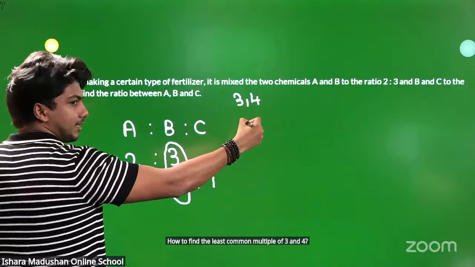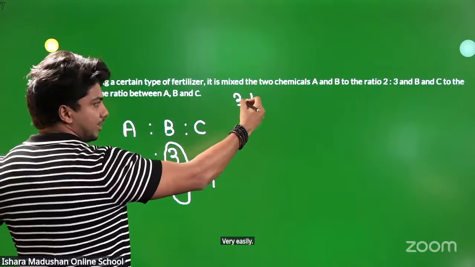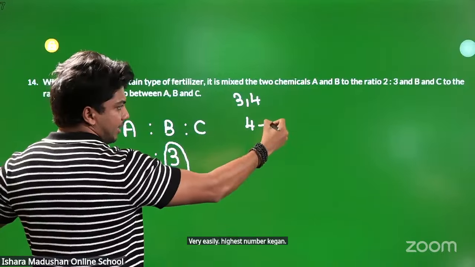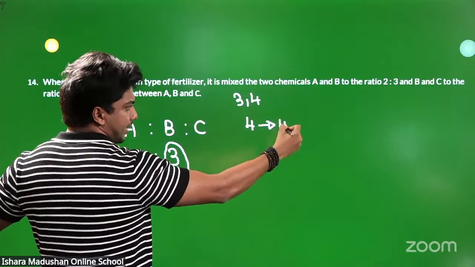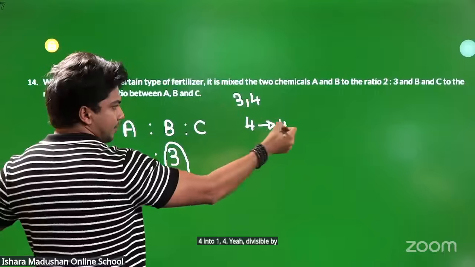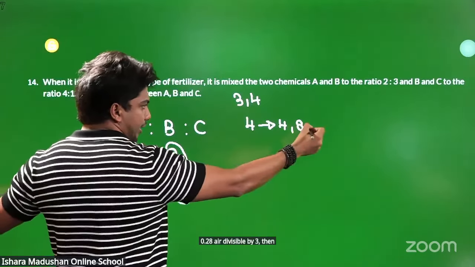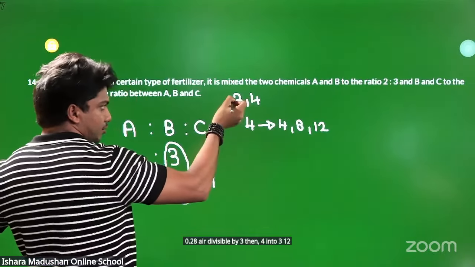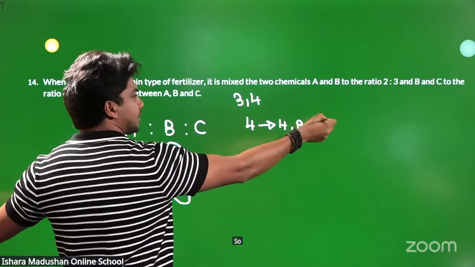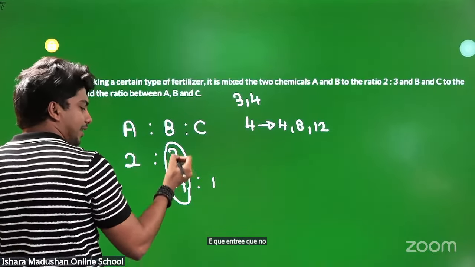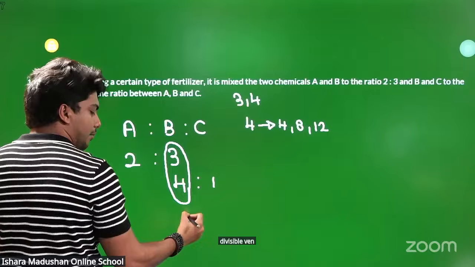Very easily. How to find the LCM easily? Take the highest number of these two. Look at its multiples. 4 into 1 is 4. Is it divisible by 3? No. 4 into 2 is 8. Is it divisible by 3? No. 4 into 3 is 12. Is it divisible by 3? Yes. So 12 is the LCM of 3 and 4. That means 12 is the smallest number divisible by both 3 and 4.